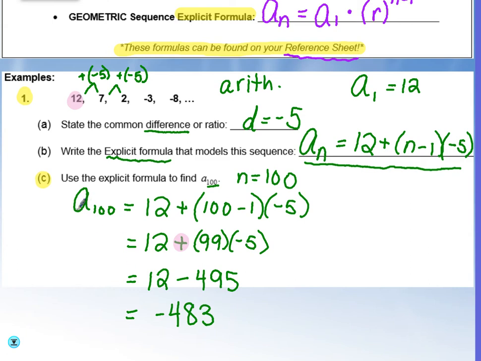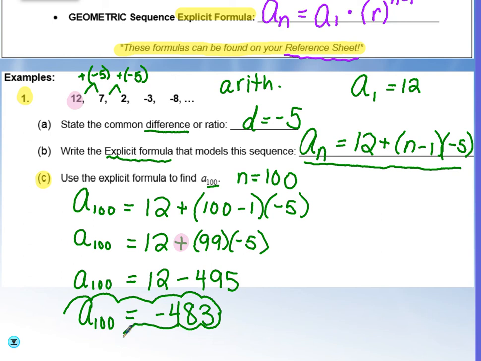I'm going to bring down this a sub 100, or the 100th term, and I should really put it on every line above as well. So there we have it. The 100th term of this sequence will end up being negative 483. Let's try the next one.